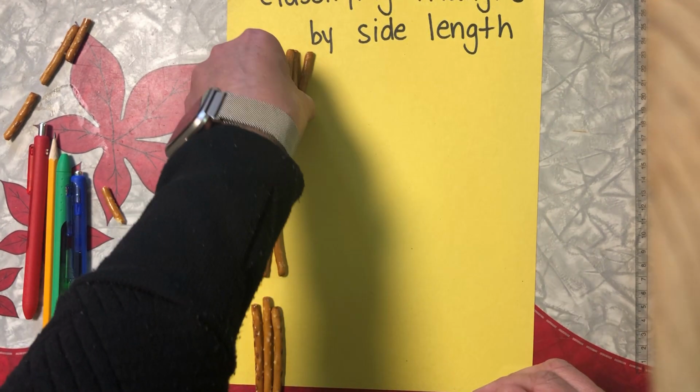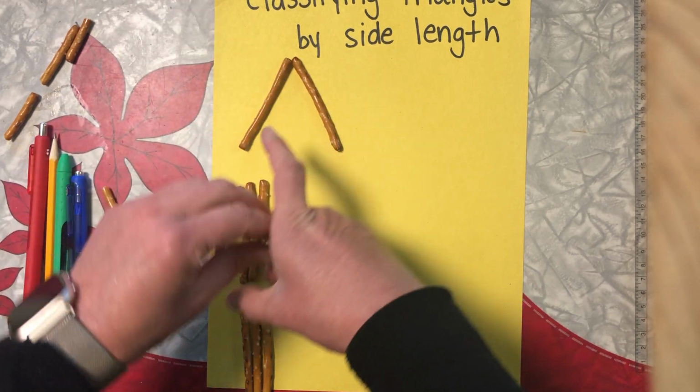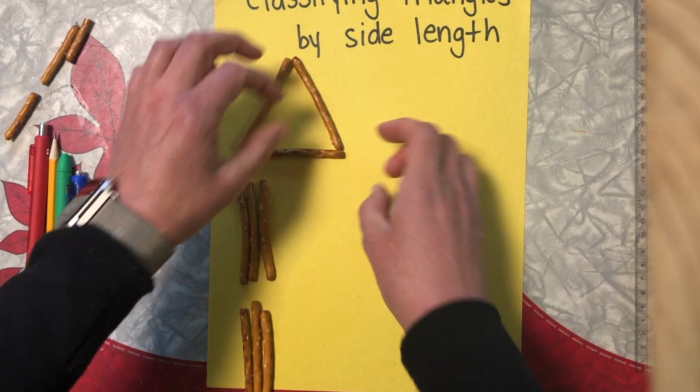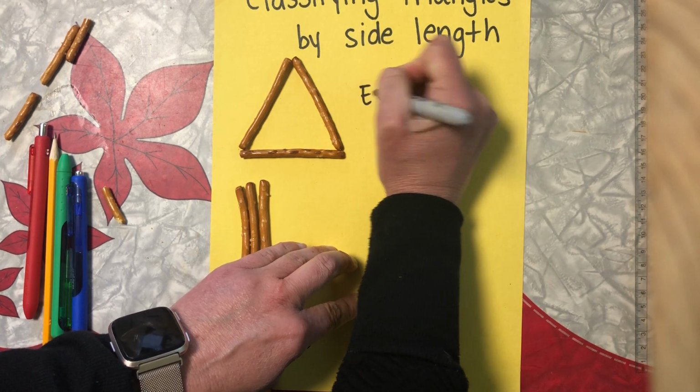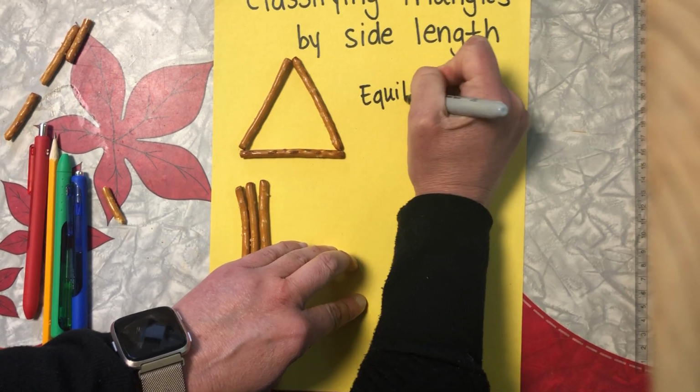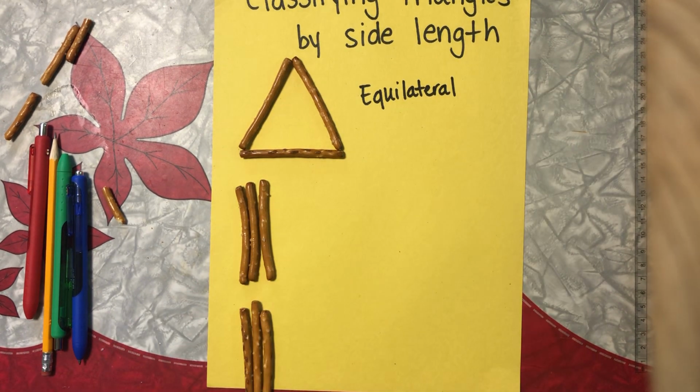And the first one that I'm going to make is my equilateral triangle. Remember, my equilateral triangle has 3 equal sides. So here is my equilateral triangle.